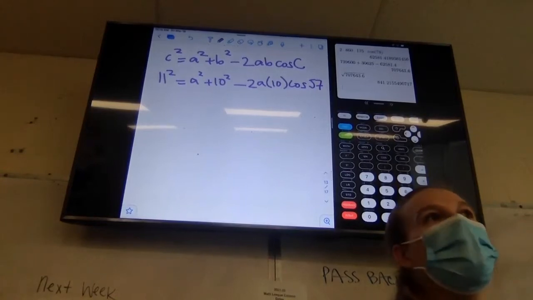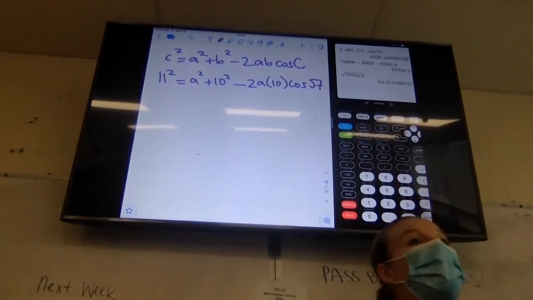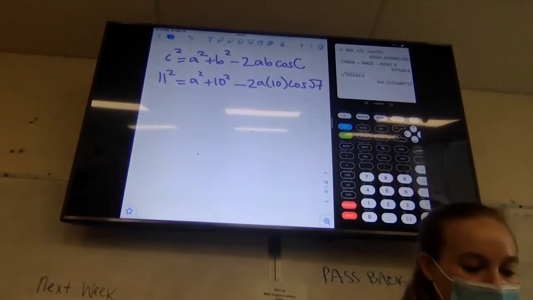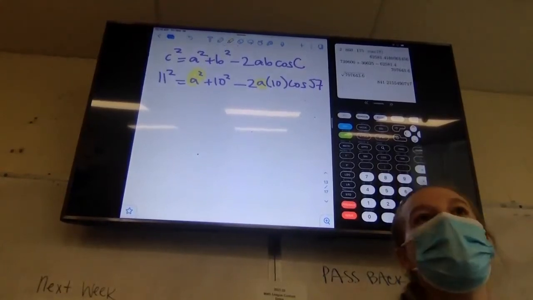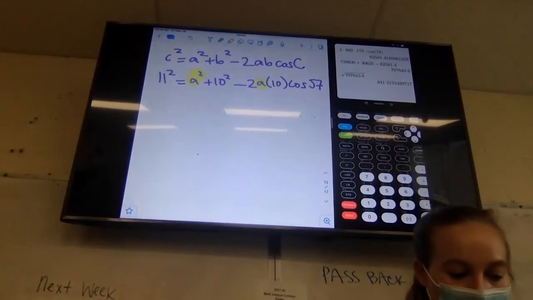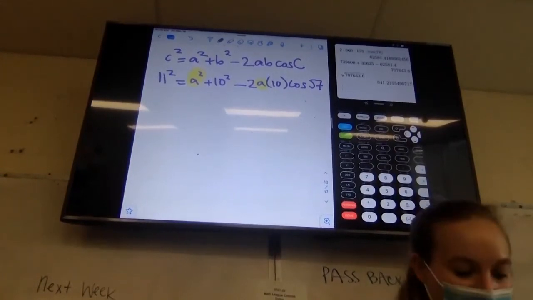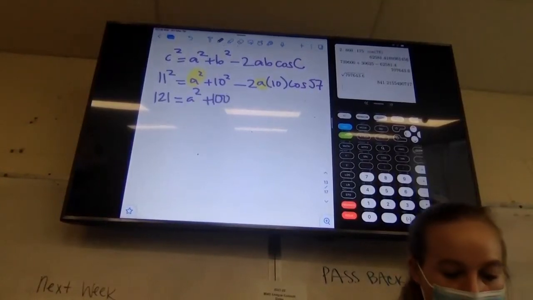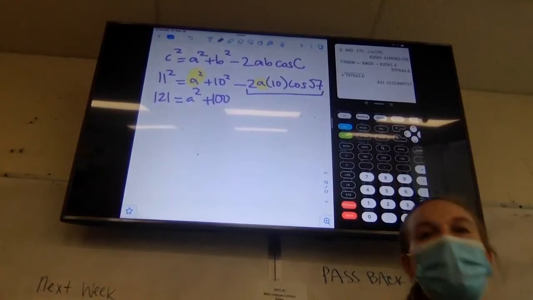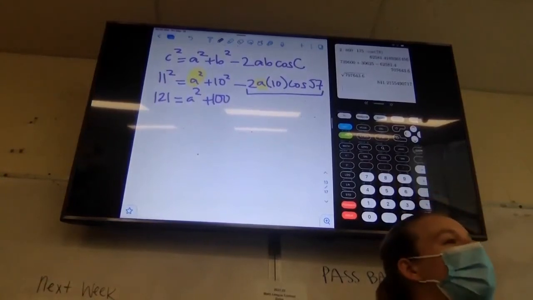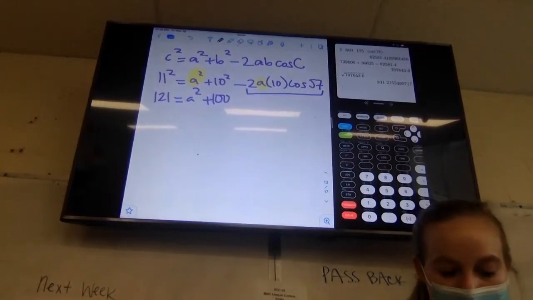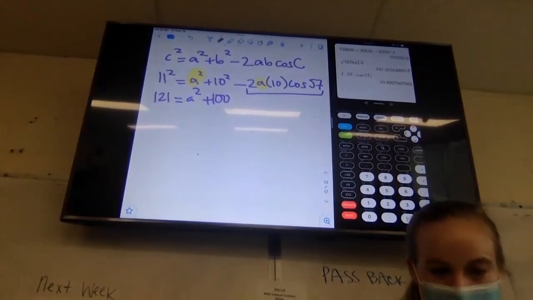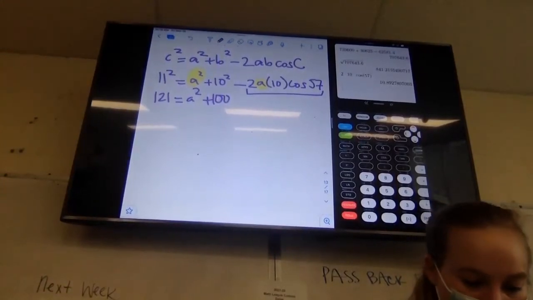The reason this is going to be annoying and taxing is we're going to have to use quadratic formula at some point because I have an a squared and I have an a, so I'm going to have to solve it using quadratics. But it's not going to be too tough once we start going. So let's start simplifying. I know 11 squared is going to be 121 equals a squared plus 10 squared is 100. And then I can do 2 times 10 times cosine of 57 all in the calculator. It's just going to be followed by an a. So 2 times 10 times cosine of 57. And I get 10.9. So minus 10.9a.